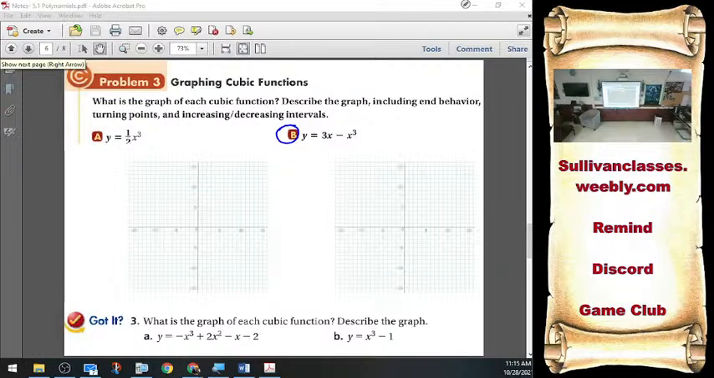Remember all the way back to the beginning of the year when I said you can graph anything by table, but I will never make you write the table anymore.